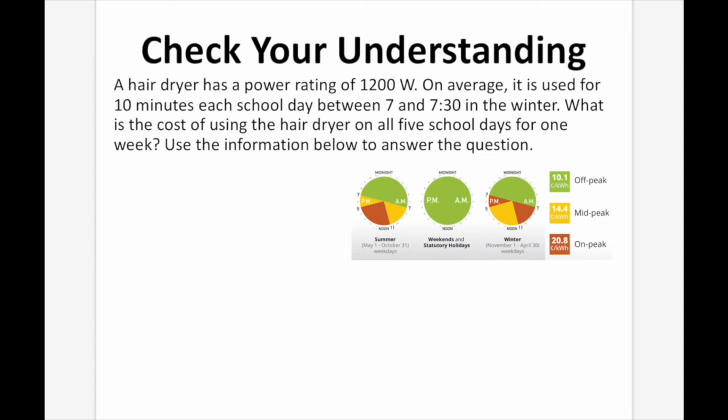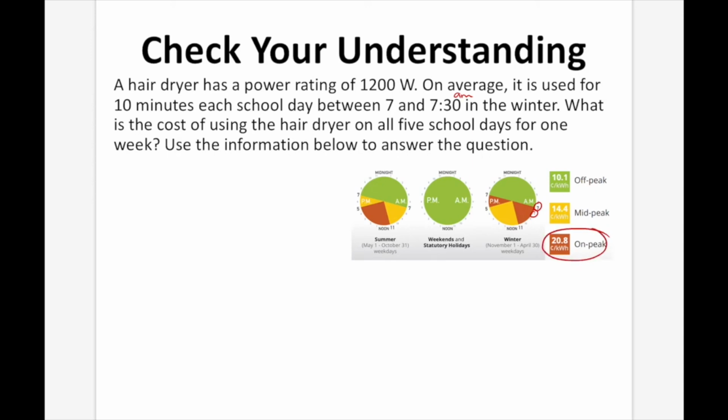And when I say between 7 and 7:30, we're going to assume that it's 7 to 7:30 a.m. because we're going to use our hairdryer in the morning to get ready for school. So between 7 and 7:30 a.m. in the winter, you can see that that's going to fall right here to right there. That's going to be our on-peak time, or our 20.8 cents per kilowatt hour.